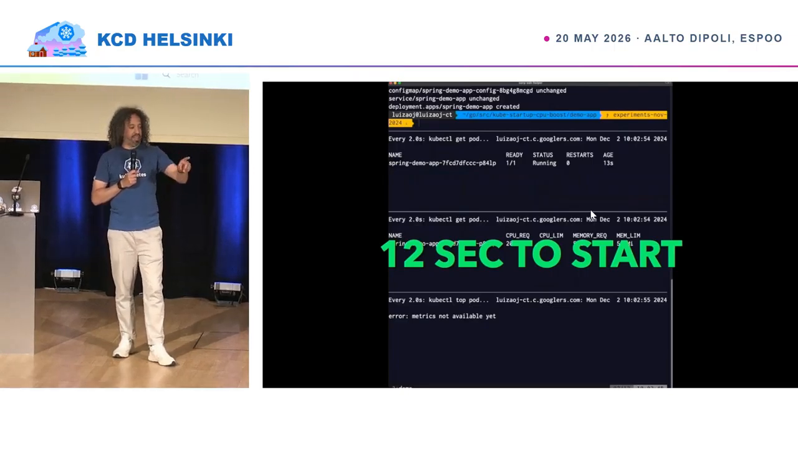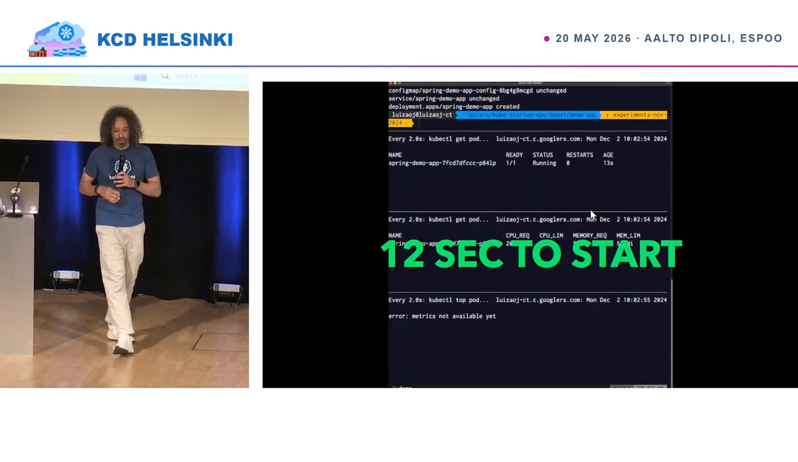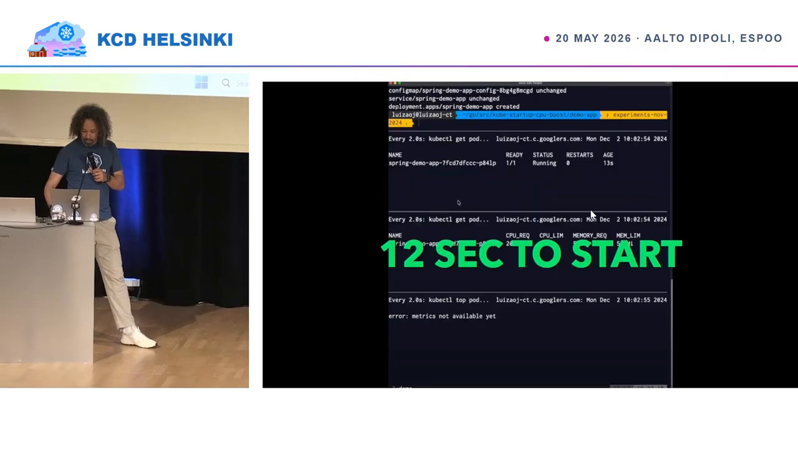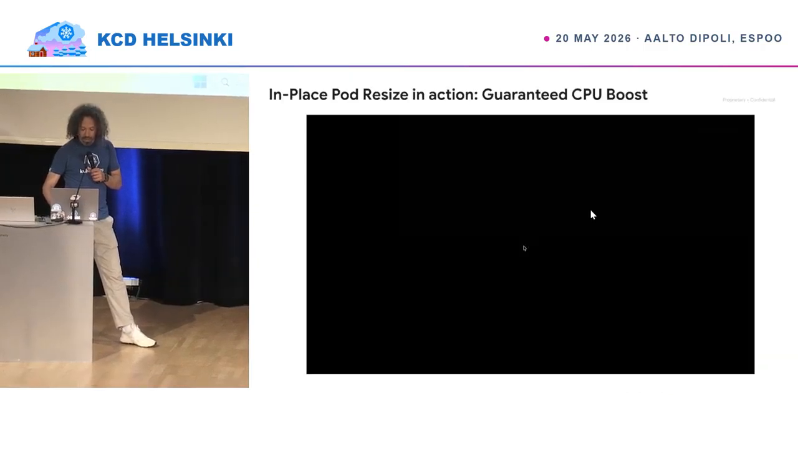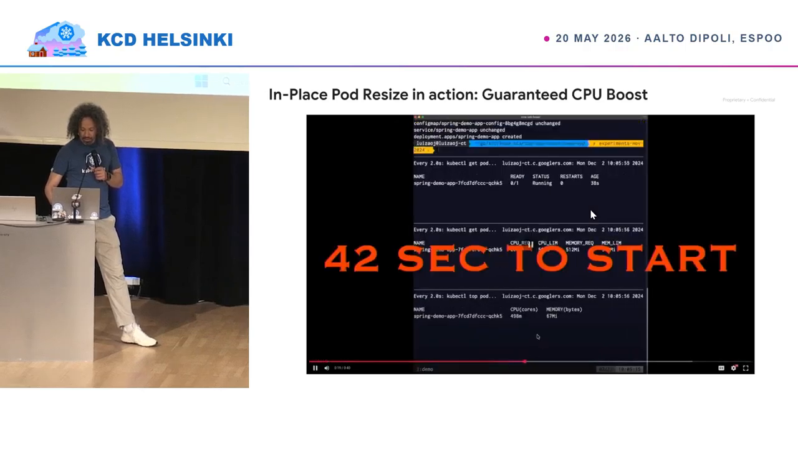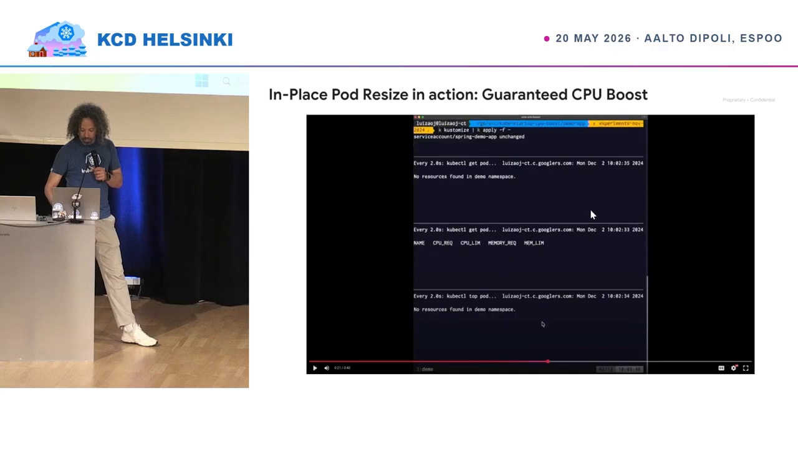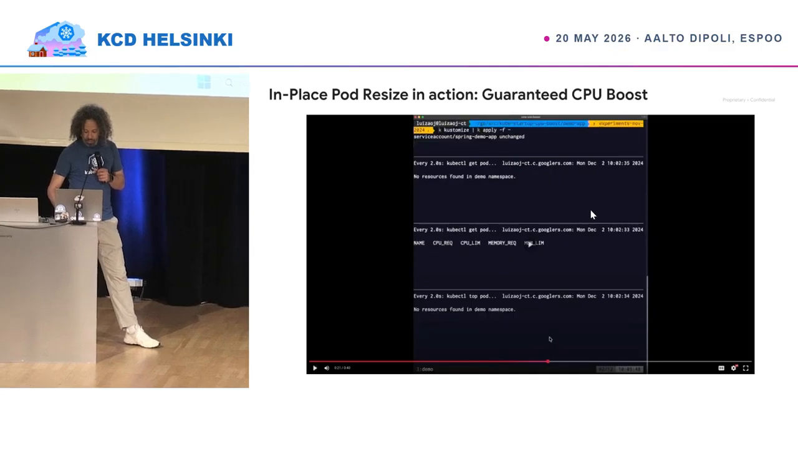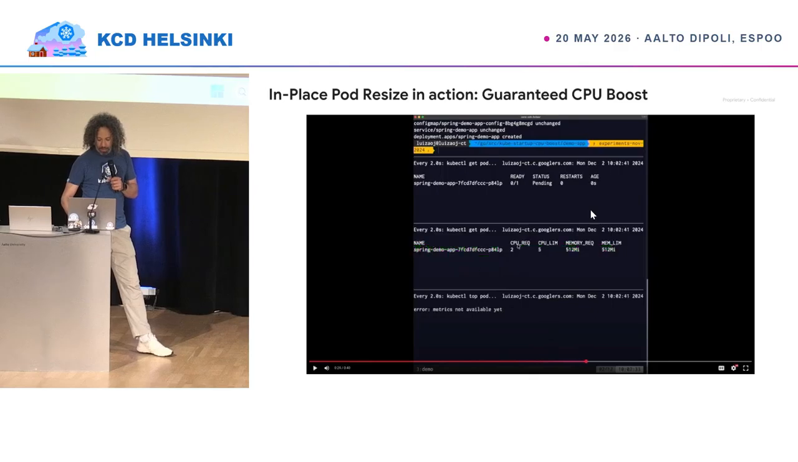Sorry, I made a mistake. In this case, we're not scaling memory, we're just scaling CPU. Let me go back one second. I realized when I was talking that I said memory, and that was a mistake. What you are seeing here is CPU requests and CPU limits, not memory. We're not touching memory. Make sense?